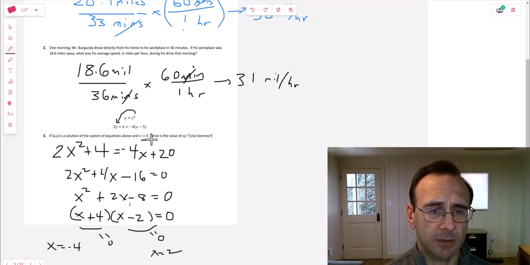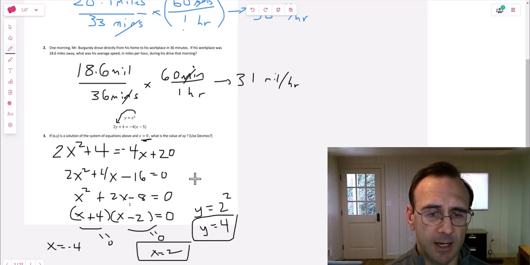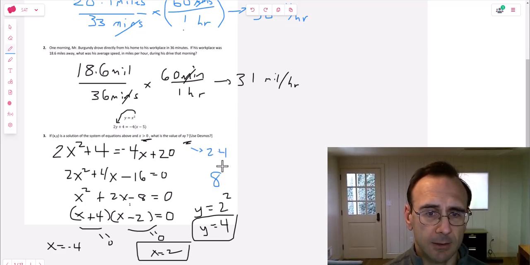They restrict it to x being greater than 0, so we use the one where x is 2. You can then plug that back into either equation to get the y value. I'd plug it in the first one because that one's simpler. So y is x squared or 2 squared, so y is 4. And then the last step, they want the value of xy. So for some reason they want us to multiply these together. So xy is going to be 2 times 4 or 8.